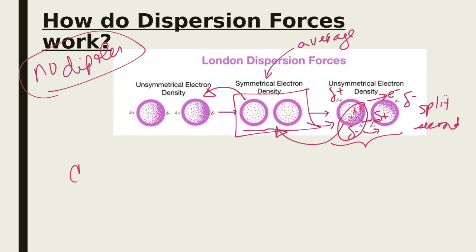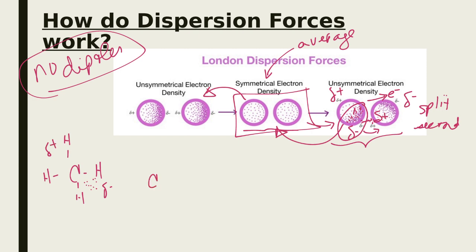So when we have something like methane, which has just one carbon and 4 hydrogens. Again, maybe the electrons are going to all clump up on this side of the molecule. This side becomes slightly negative. This side becomes slightly positive.